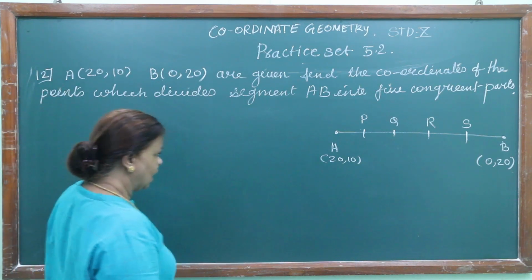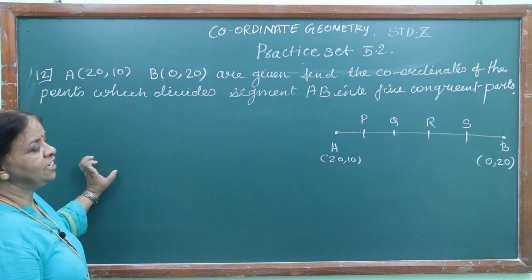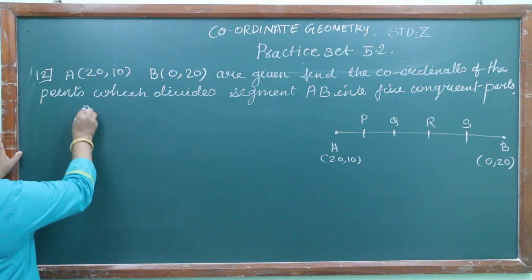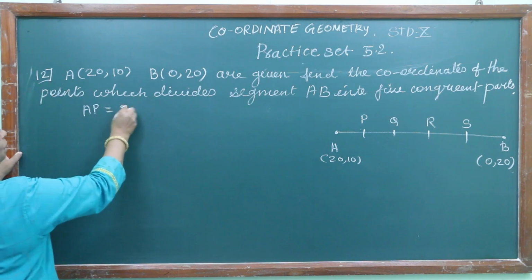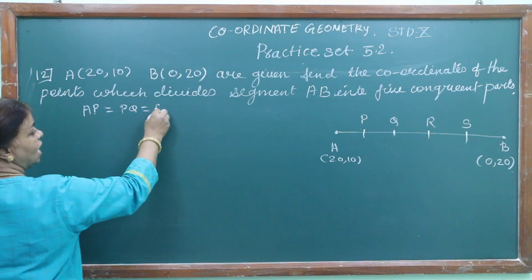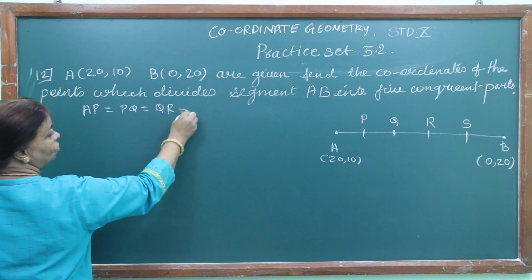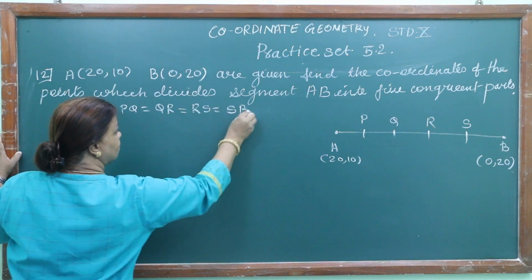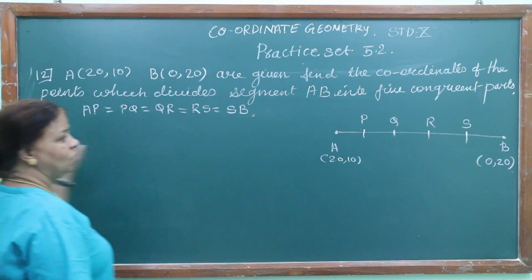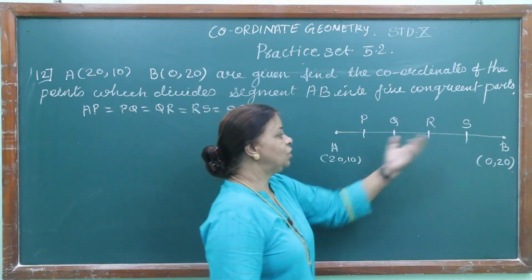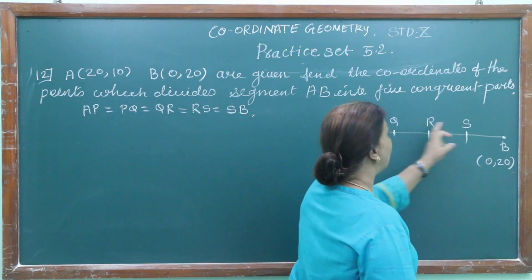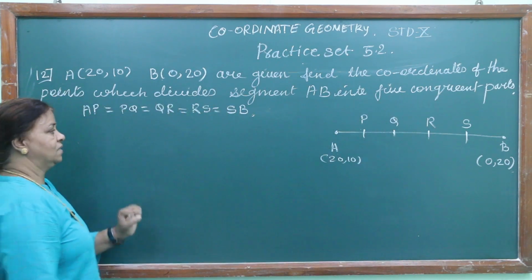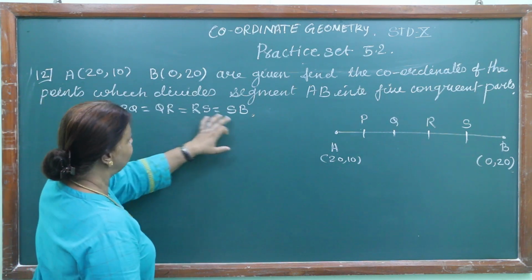Children, if all these points divide the line into 5 equal parts, can we say like that? AP is equal to PQ equal to QR equal to RS equal to SB. Yes, all these parts will become equal to one another because P, Q, R, S are dividing the line into 5 equal parts. So 1, 2, 3, 4, 5 parts.